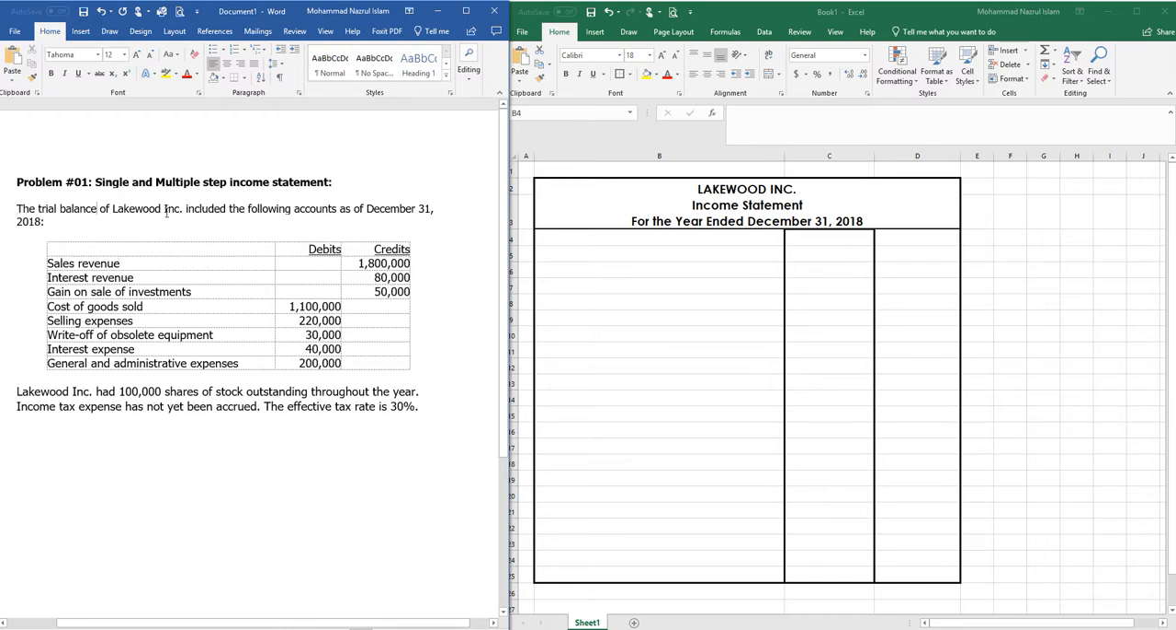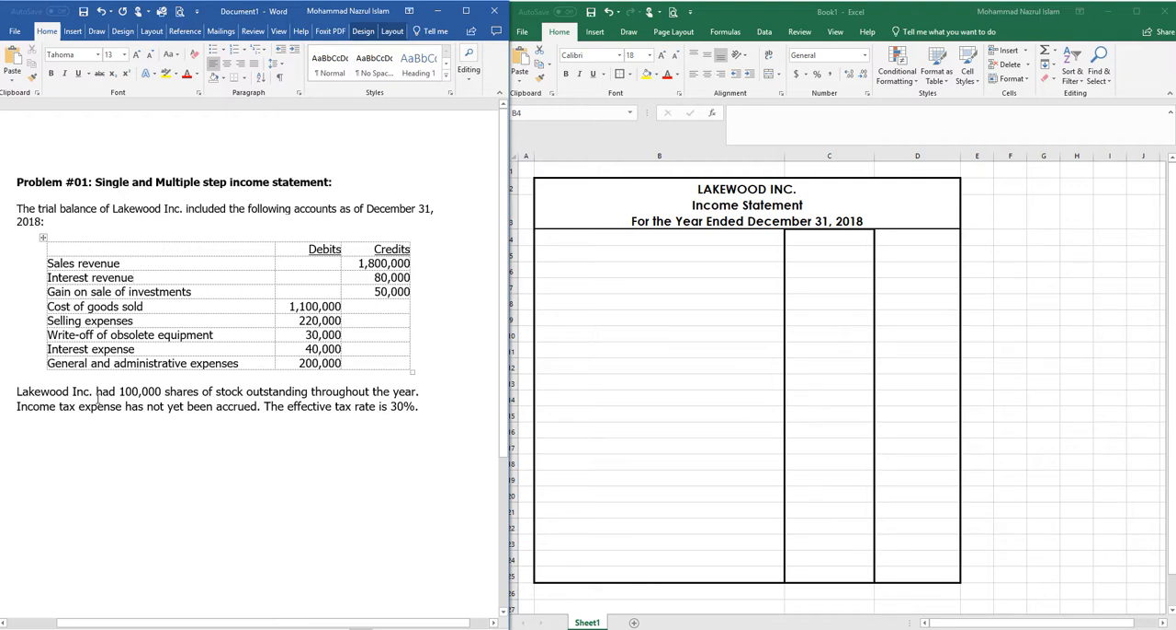The trial balance of Lakewood Incorporation included the following accounts as of December 31st, 2018. Now we can see that there are debits and credits: sales revenue, interest revenue, gain on sale of investments, cost of goods sold, selling expenses, write-off of obsolete equipment, interest expense, general and administrative expenses, and the other information.